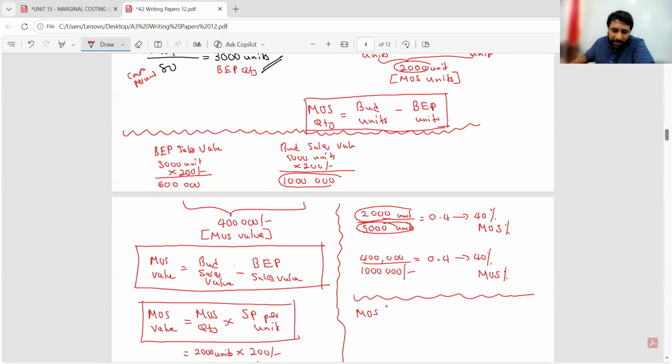Margin of safety percentage equals, what do we take at the bottom? Budgeted quantity or the value. Yes or no? What do we take at the top? Margin of safety quantity or the value. If it is quantity, take quantity; if it is value, take value. Write this down also.